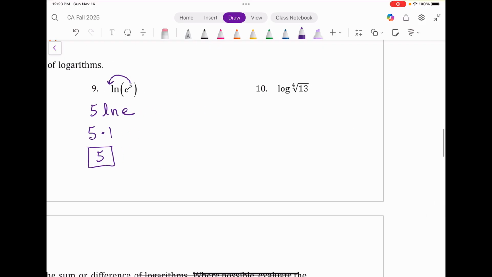All right, and then 10, we can change the radical form to be an exponent. So we know this would be 13 to the 1/4. That's the same thing. And then we can move the 1/4 to the front.